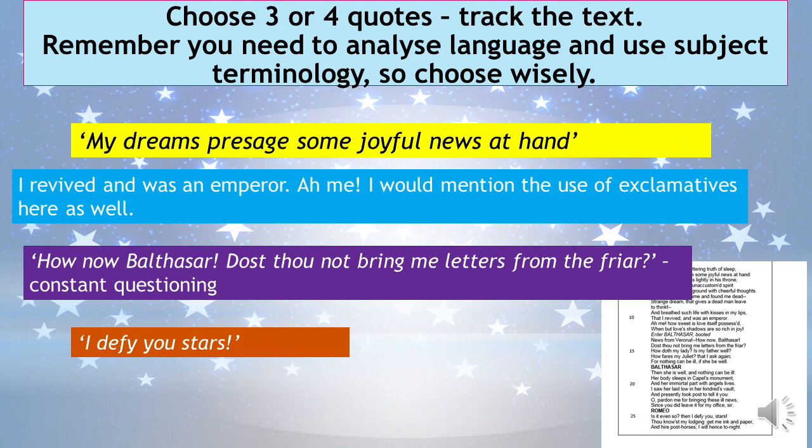So you can see that I've picked out 4 quotes, but you could choose any 4 that you want to. I've gone with "my dreams presaged some joyful news at hand." "I revived and was an emperor." And here, sorry, it's not really obvious because I've not put quotation marks around it, but I've put, just as a little aside, I would mention the use of exclamatives here as well, which is what we talked about before. It's excitement, as well as the idea of the word emperor.